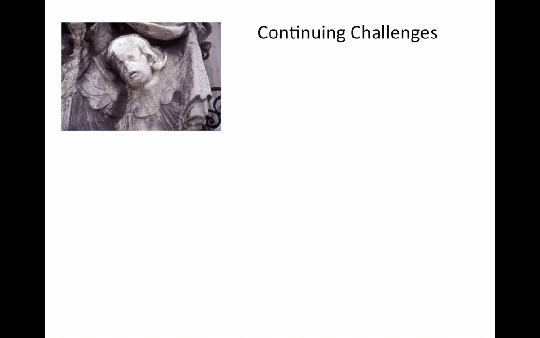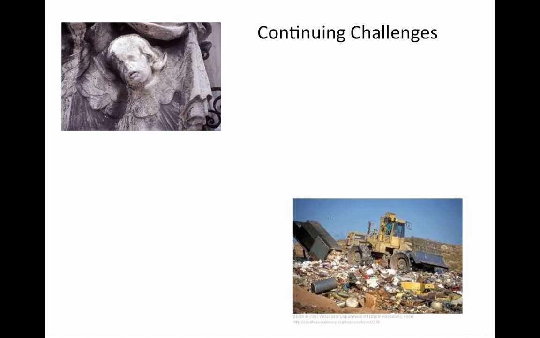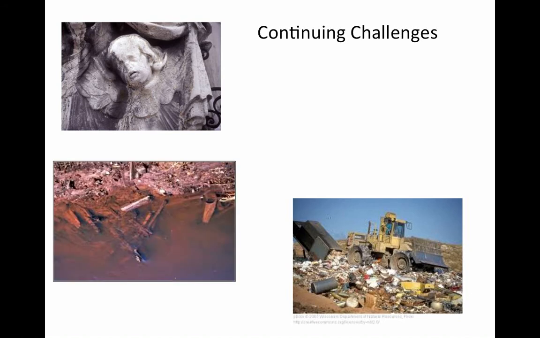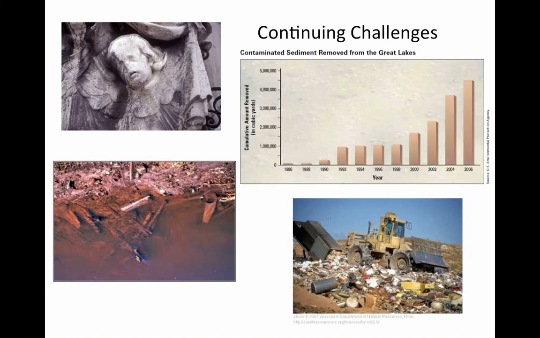We also saw that runoff from toxic waste dumps was still a problem. This runoff caused sediment to become contaminated or filled with toxic chemicals. In this graph, you can see that large amounts of toxic sediment are being removed. And that's a good thing. We don't want toxic sediment in our Great Lakes.